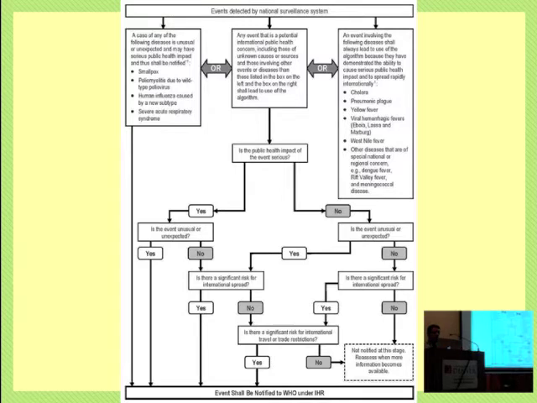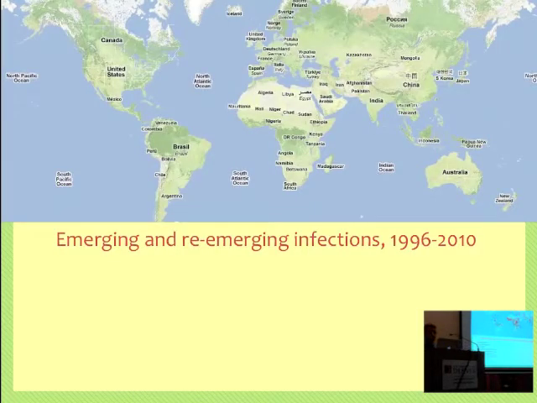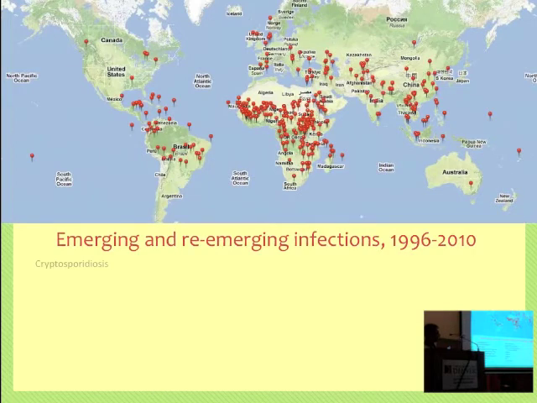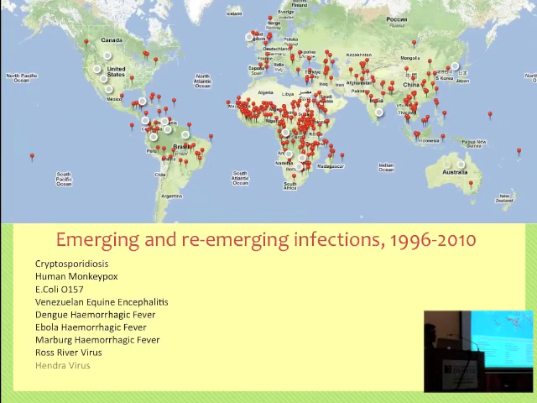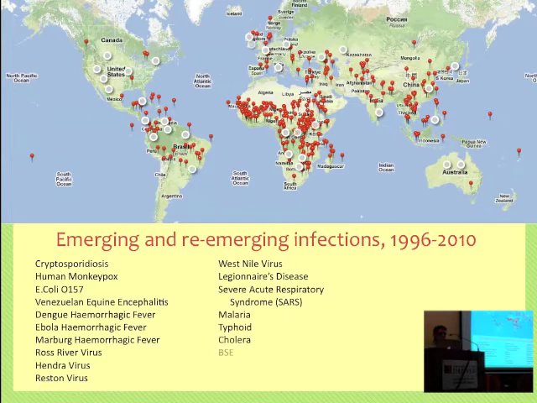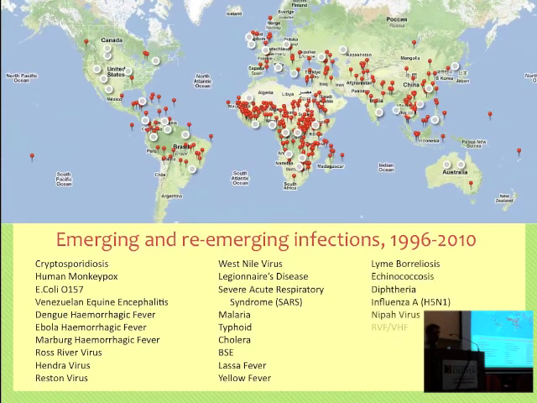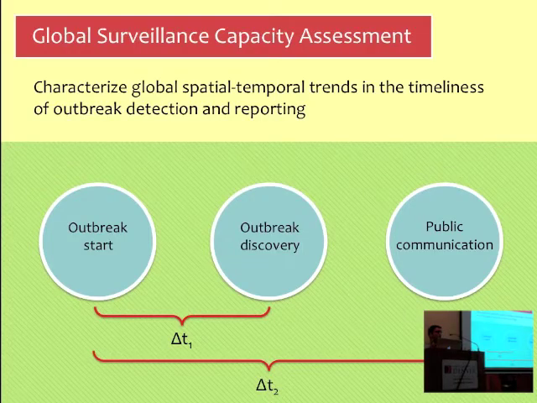And don't just take my word for it. This is something we actually studied. Between 1996 and 2010, there were a number of emerging and re-emerging epidemic diseases that swept over the world in different ways. So one of the things that we did is we took the WHO's data on these diseases, and we looked at the amount of time it took from when the outbreak started to when the outbreak was actually formally discovered. And we examined the change in that time, the delta T right there, from 1996 to 2008.